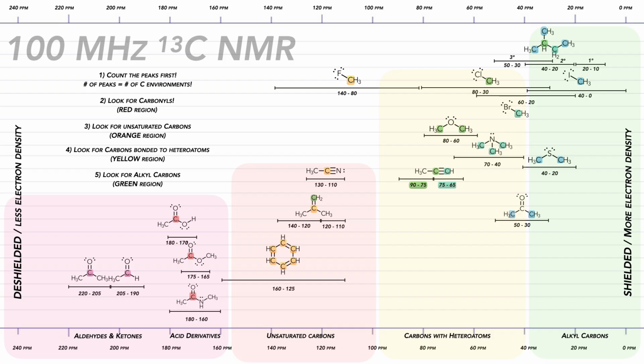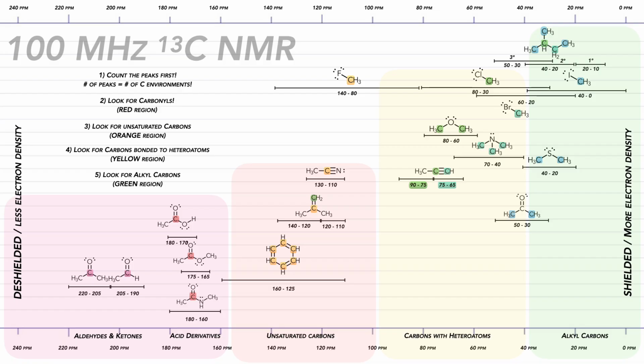So, this is the workflow for interpreting carbon NMR spectra. First, we count the peaks. The number of peaks equals the number of unique carbon environments. Next, we identify major highly deshielded regions. Carbonyls appear furthest downfield. Unsaturated carbons occupy intermediate regions due to pi electron effects and anisotropy. Carbons attached to heteroatoms appear somewhat downfield relative to simple alkyl carbons.